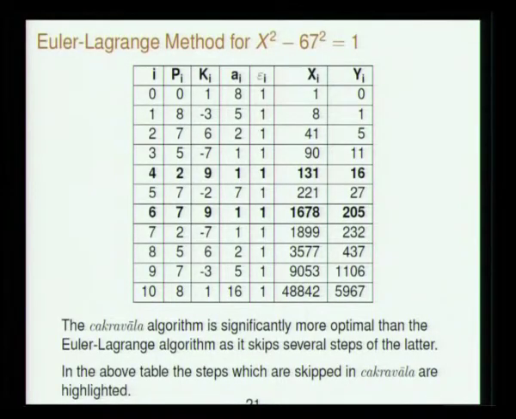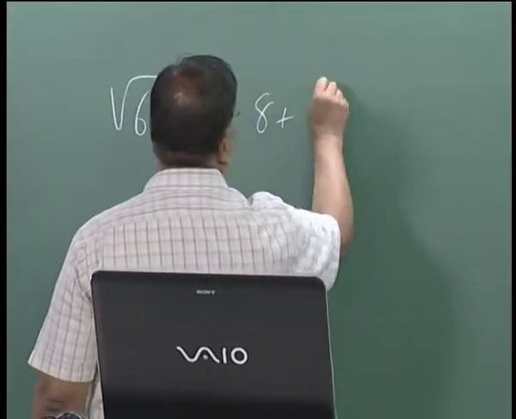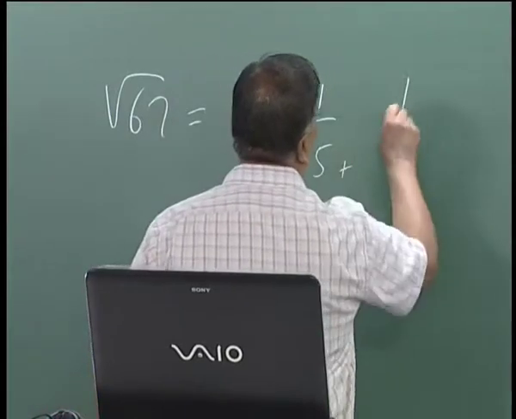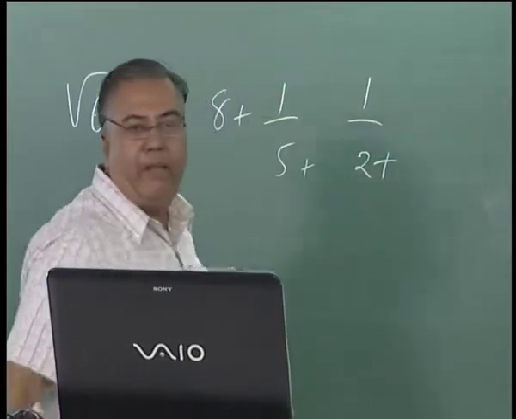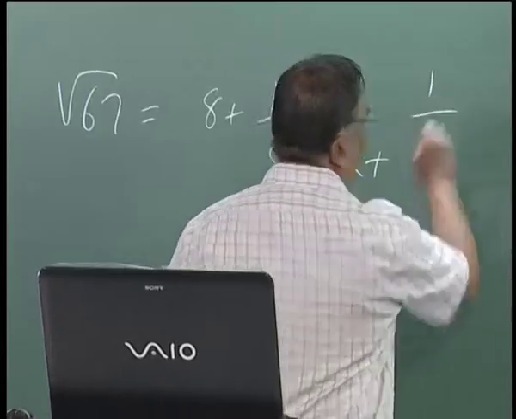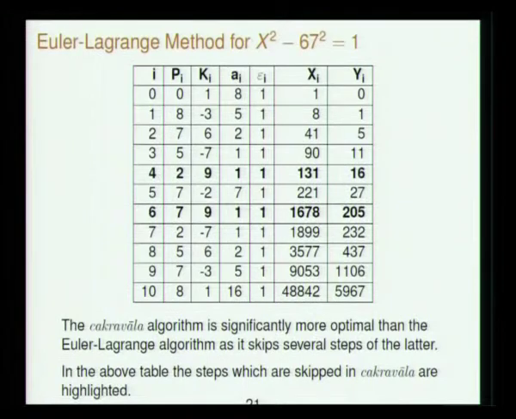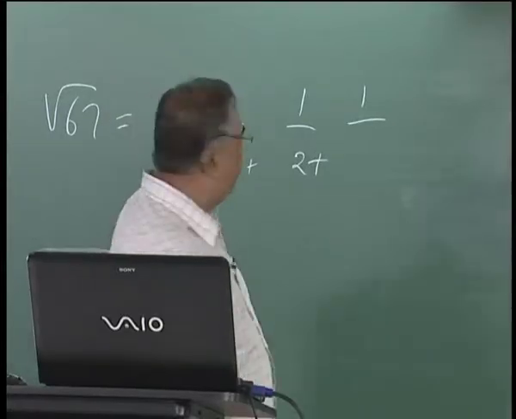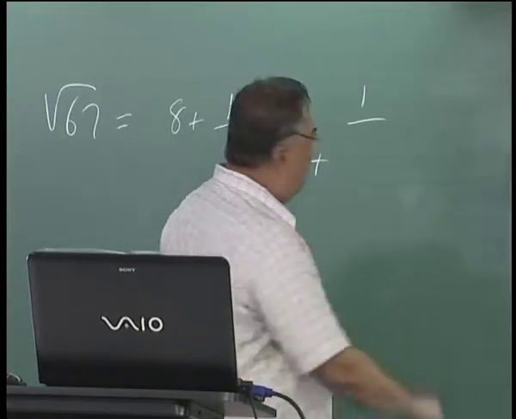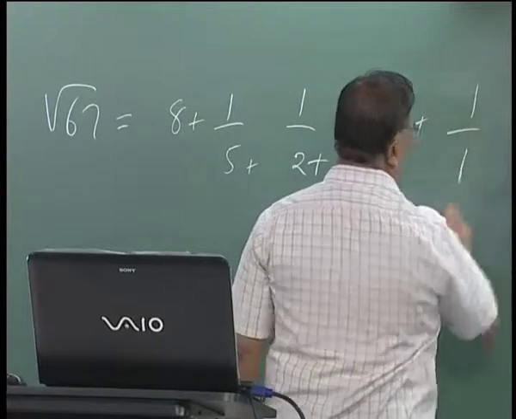A0 is 8 plus 1 over 5 plus 1 over 2 plus 1 over 1 plus... which column am I writing? 8, 5, 2, 1, 1, 7, okay. It goes up to 16, okay, that is fine. So 8 plus 1 over 5 plus 1 over 2 plus 1 over 1 plus 1 over 1.